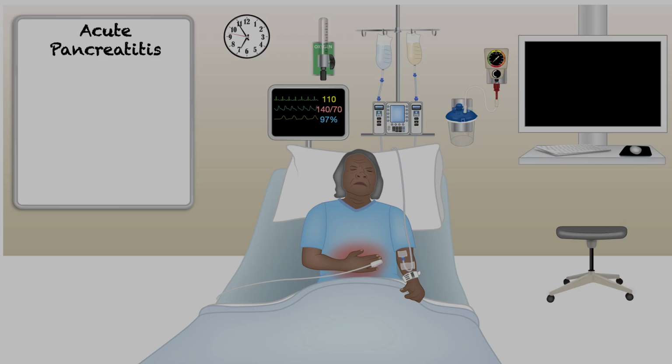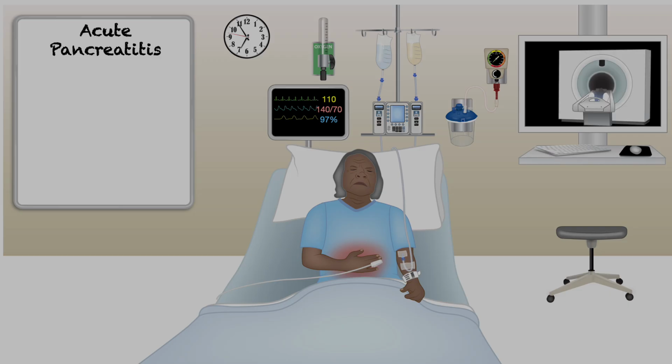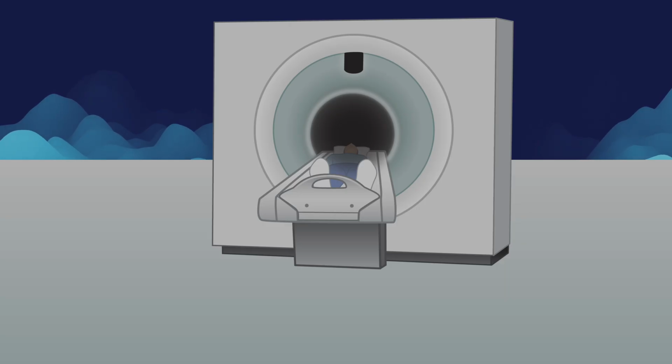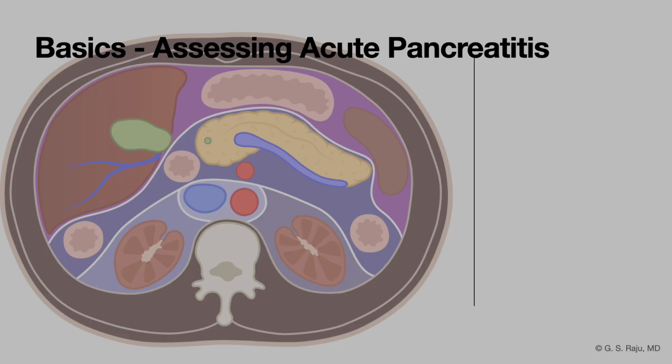It requires the use of a contrast enhanced CT scan of the pancreas. So let us look at the pancreas anatomy. This is something that we reviewed earlier, how to look at the pancreas. And I would like to make it very simple.